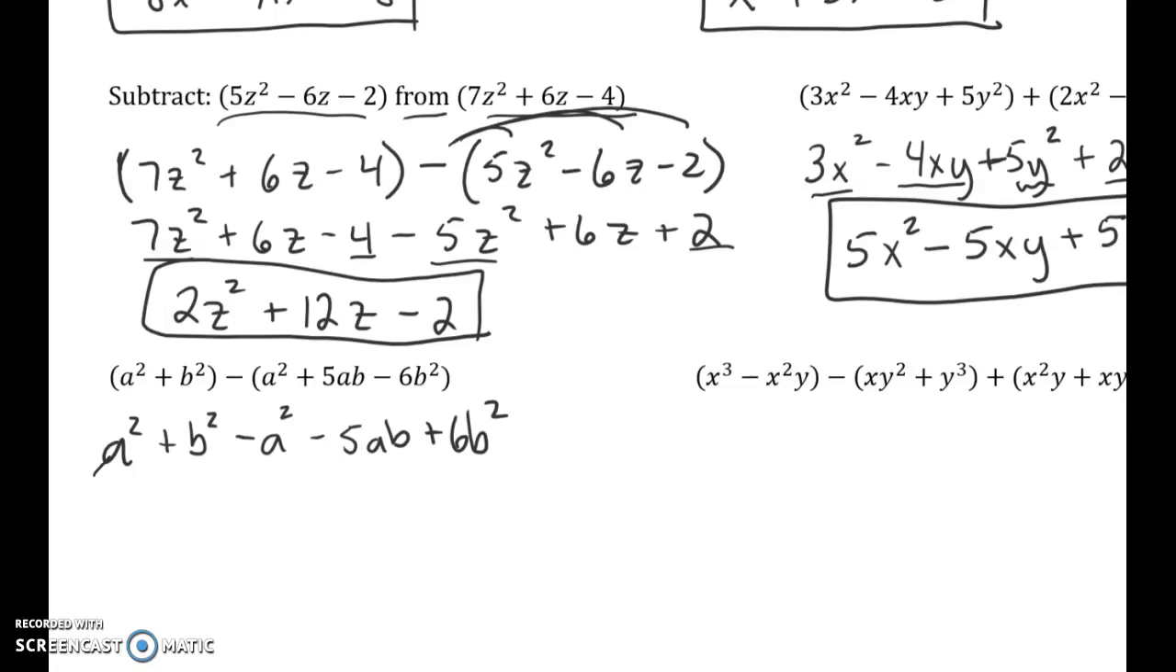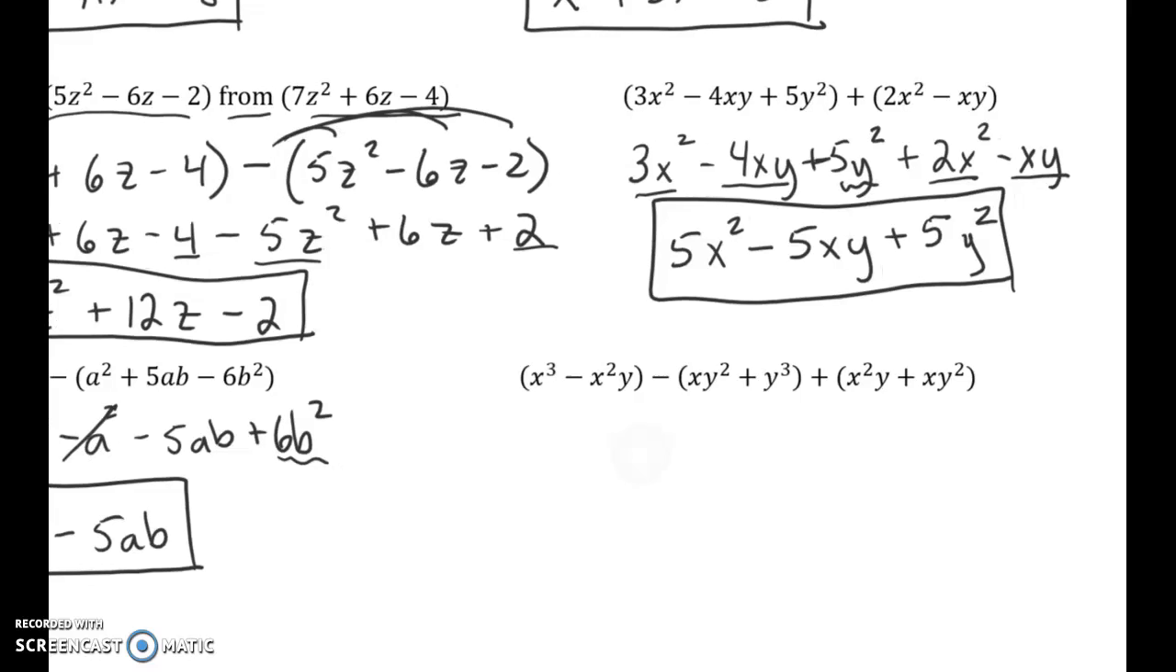We'll notice that the a squared and the minus a squared, they cancel out. They add up to 0. So 1a squared, take away 1a squared, no a squareds. B squared, we have 1 here, and then we have 6 of them here. So 7b squared. And then we just have the minus 5ab. That's our answer.